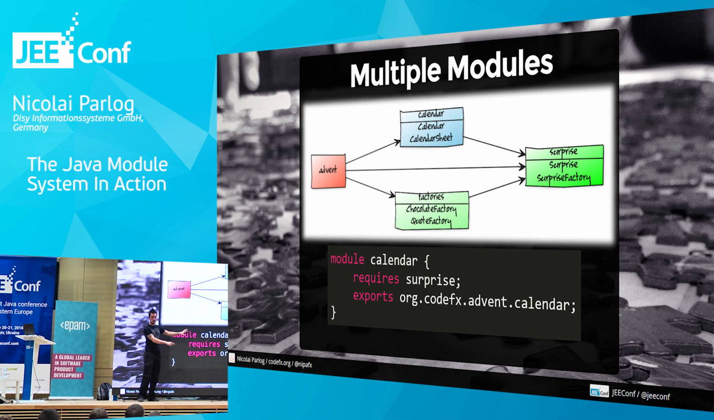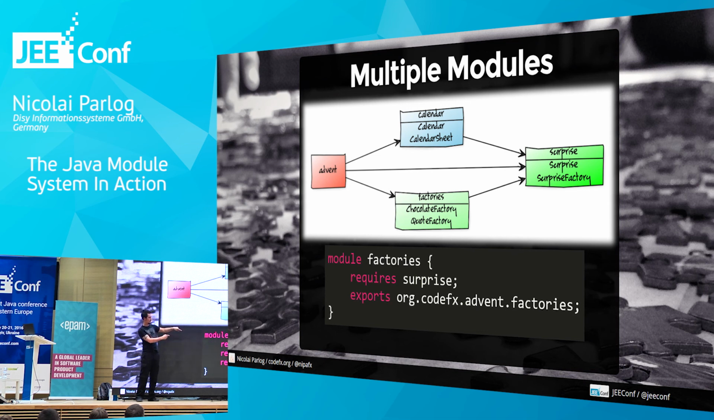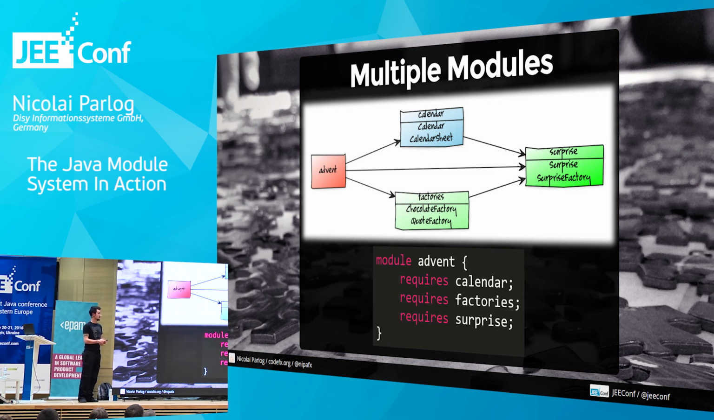And if you look closely, I'll click now, you see the different factories. It's basically the same, because it's the same kind of relationship. It requires surprise and exports some stuff. And Advent is a little bit different because it needs all three of these, but it doesn't export anything. This is the one with the main method. Nobody is going to call into it except the runtime to start it, so there's no point in exporting anything.